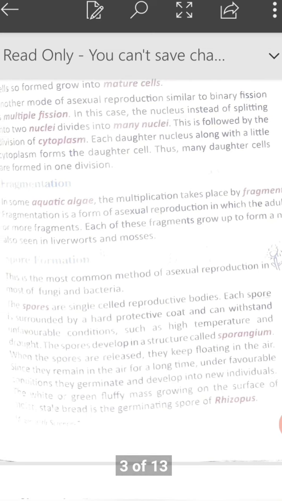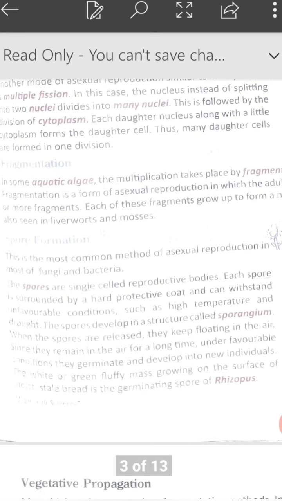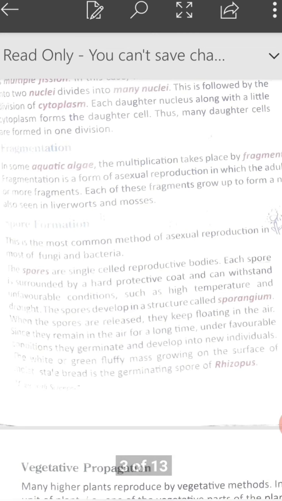Now we come to our next topic, which is spore formation. Friends, this page is a little bit blurry, but you have to manage it. In spore formation, there are small spores which develop into a new individual. When they get a good temperature and water, they grow on their own.